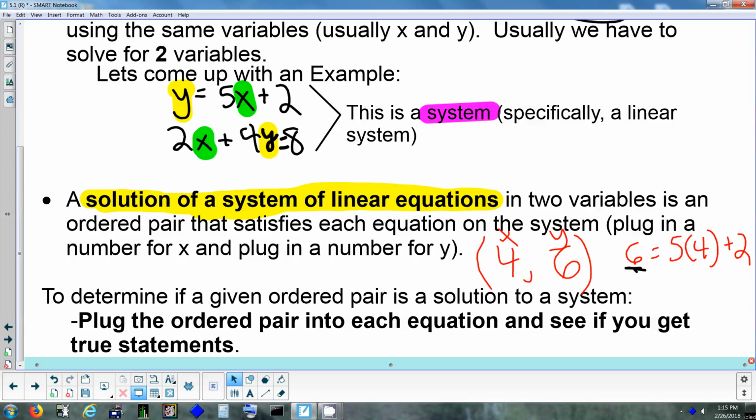All right, so on your notes, I think you have a spot that says, to determine if a given ordered pair is a solution to the system, you're going to write what's in bold.